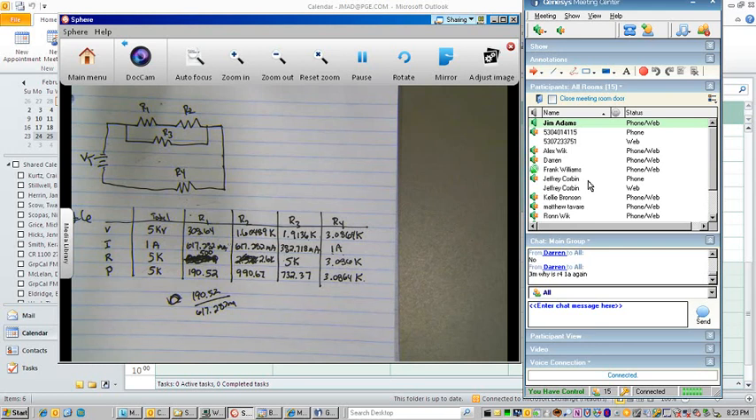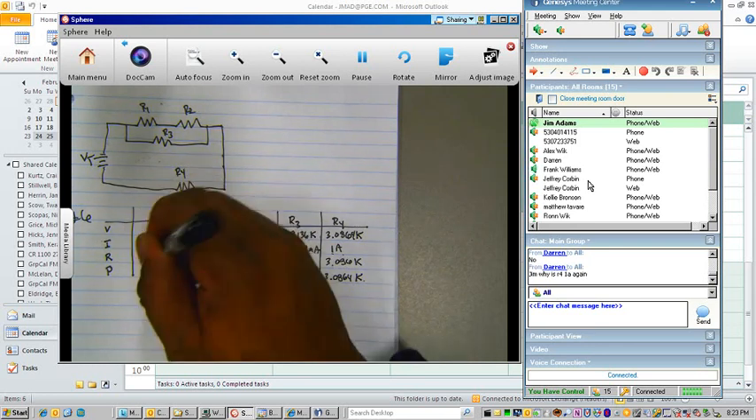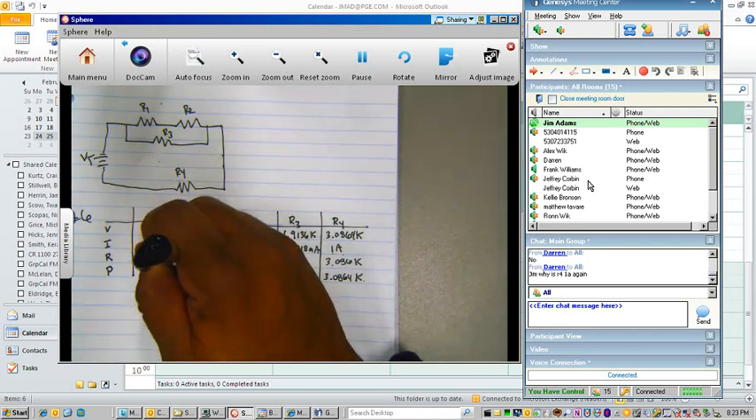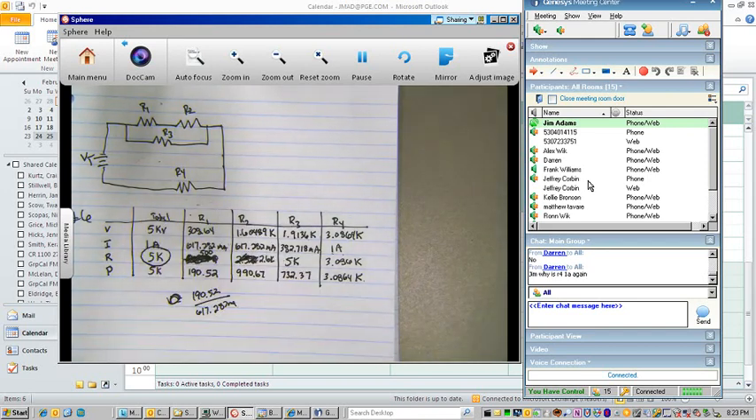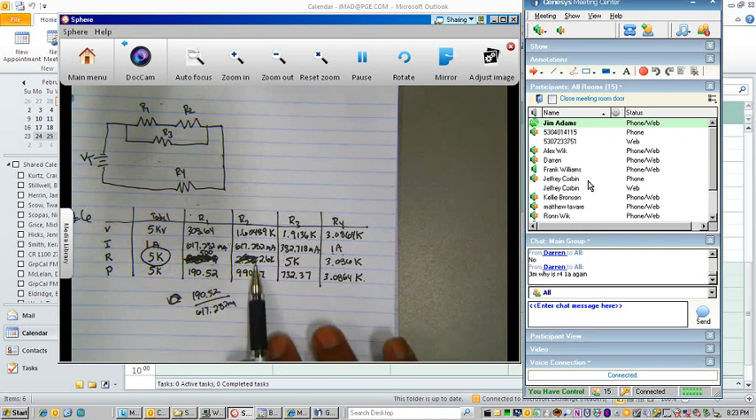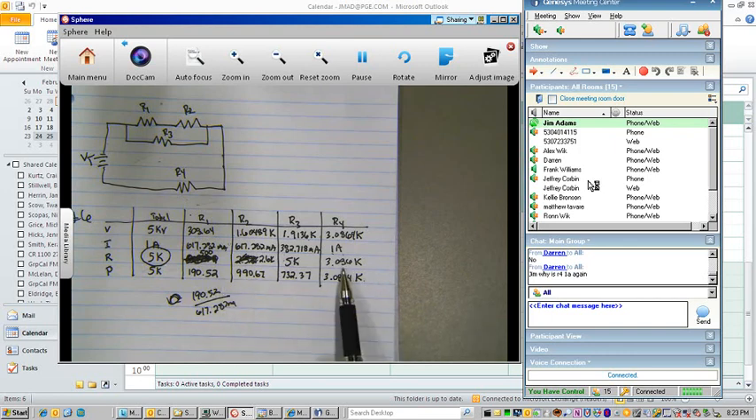So the last thing that they record is resistance of R4. It'll be 3.086 K.